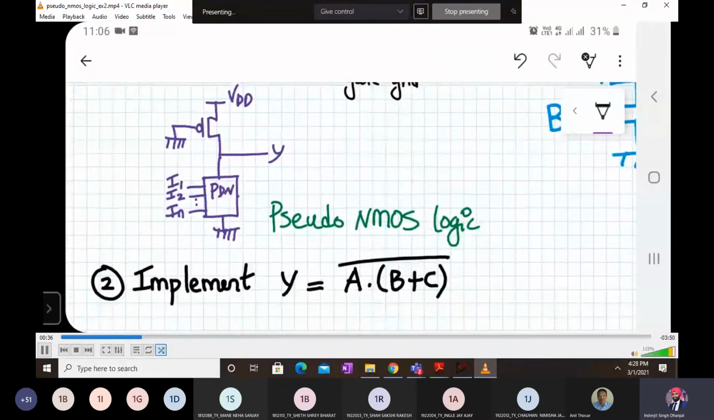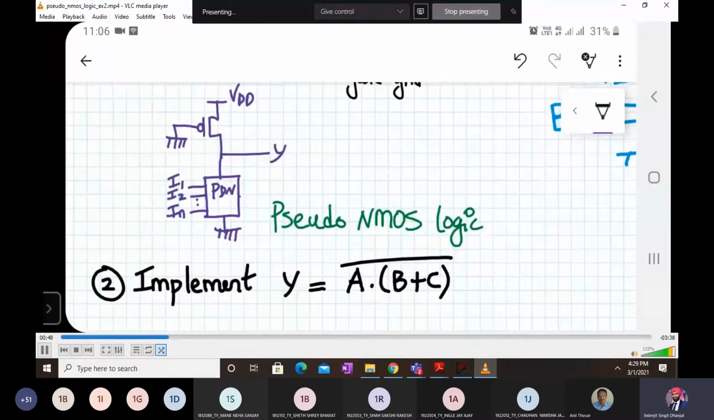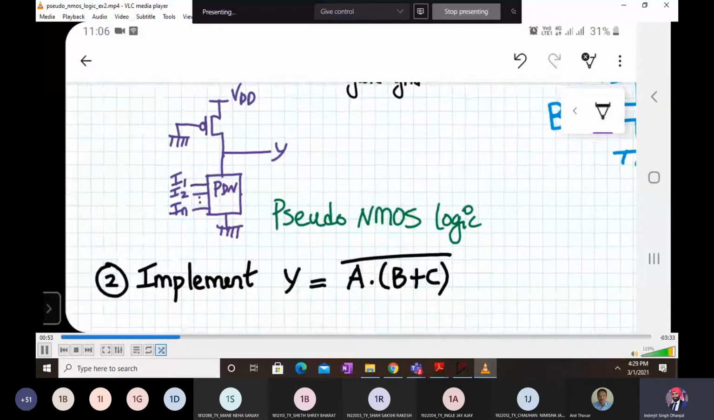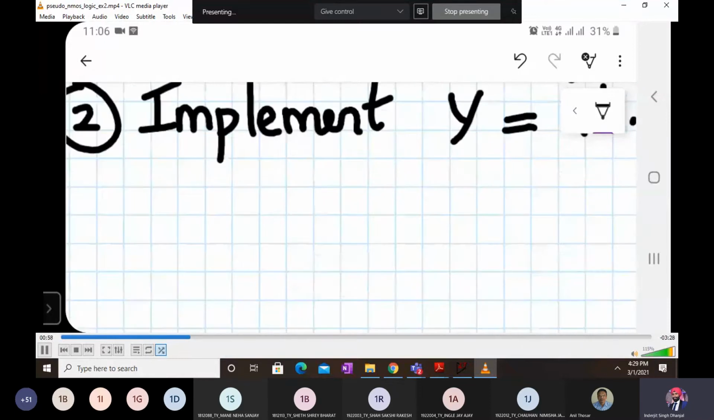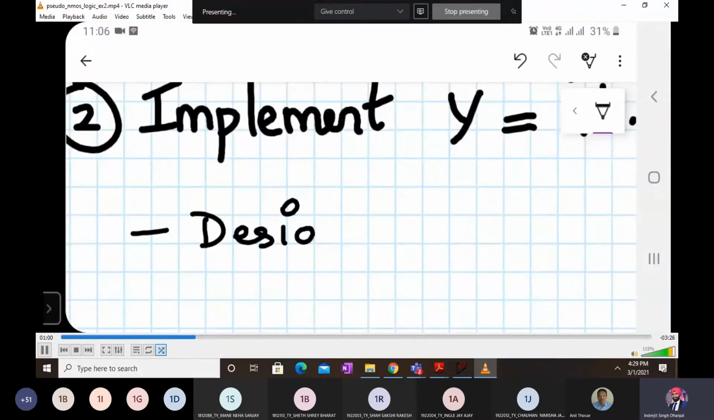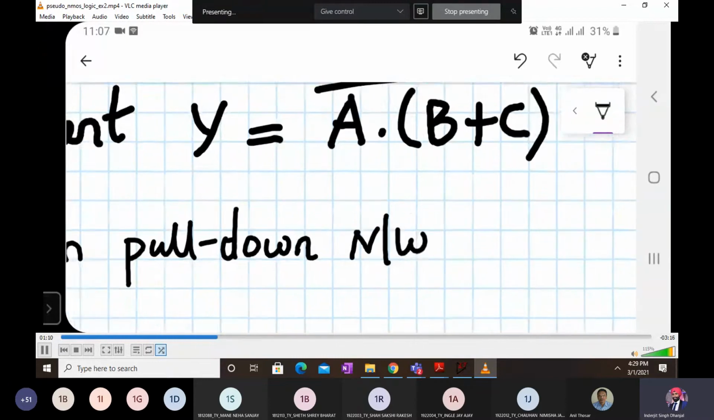So we already know the general structure for a pseudo NMOS logic. As a pull-up network, we have a PMOS transistor with its gate grounded. That will make sure that the PMOS transistor is always on. And the pull-down network is similar to your static CMOS logic, consisting of NMOS transistors. So now let's start building up. What is the first statement we will write? First, design your pull down network with the equation.